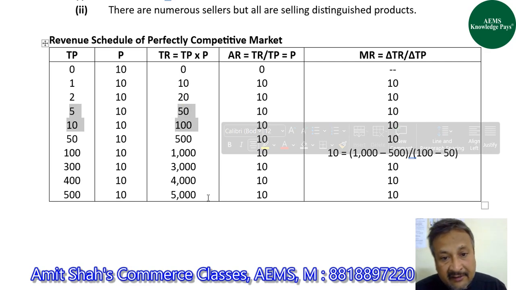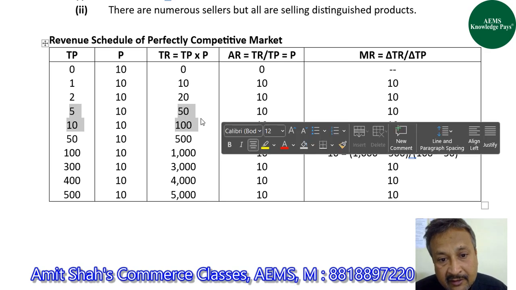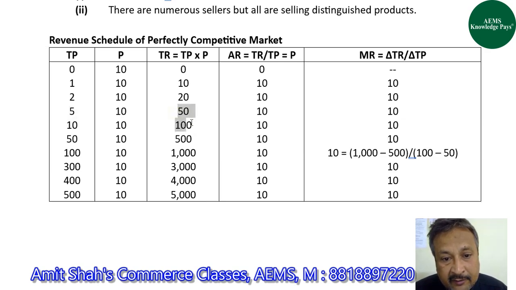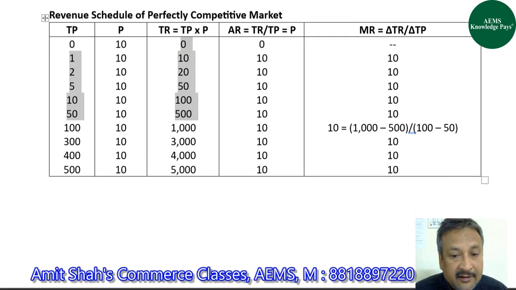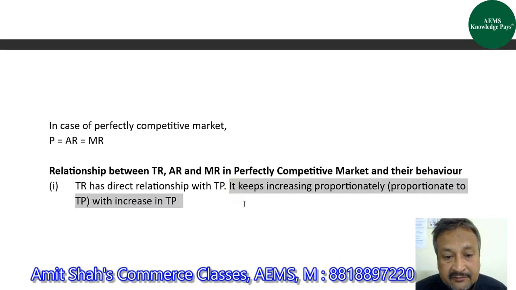When something increases by 100%, it becomes double of the previous one. Here TR has become double of the previous one, right? Here TP has increased by 400%. The same is with TR. So TR keeps increasing proportionately to TP with increase in TP. That is what I have written here.